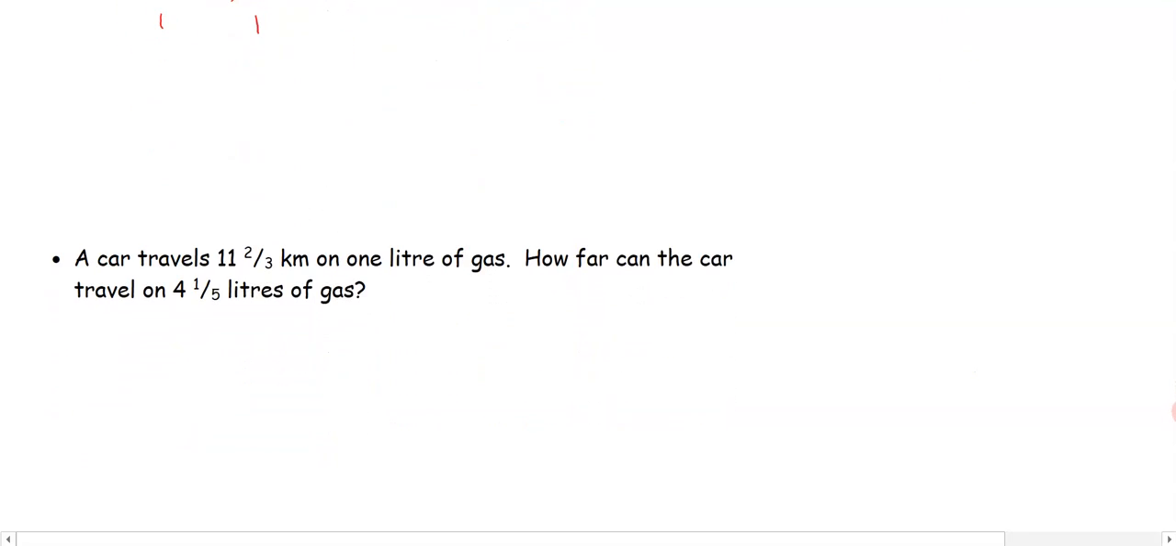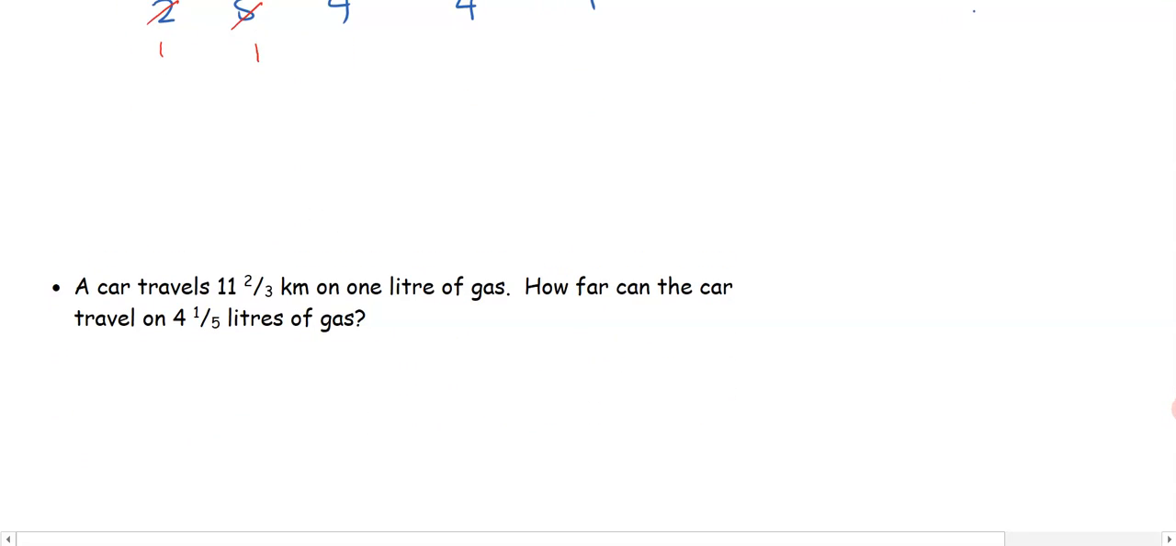Let's try a couple word problems. So here's an example like I said earlier. We know that a car travels 11 2/3 of a kilometer on 1 liter of gas, right? So that's how far it goes on 1 liter of gas. How far can the car travel with 4 1/5 liters of gas, right?